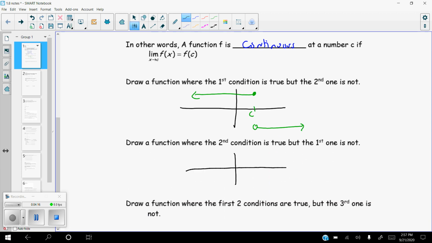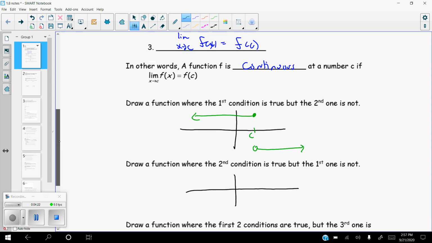All right, so now let's take a look at the second one here. It wants us to do where the second condition is true, but the first one is not. So this time the limit has to exist, but the function does not exist. Again, let's put a c on here somewhere. Call that one c. So the limit has to exist, but the function does not exist. Well, that's pretty easy. You just put a hole wherever that is.